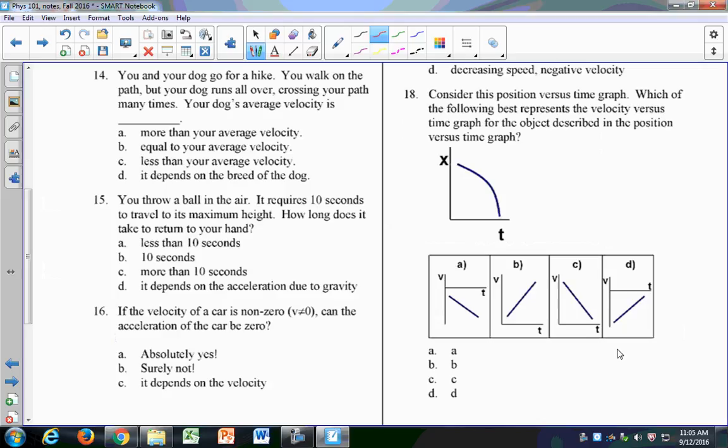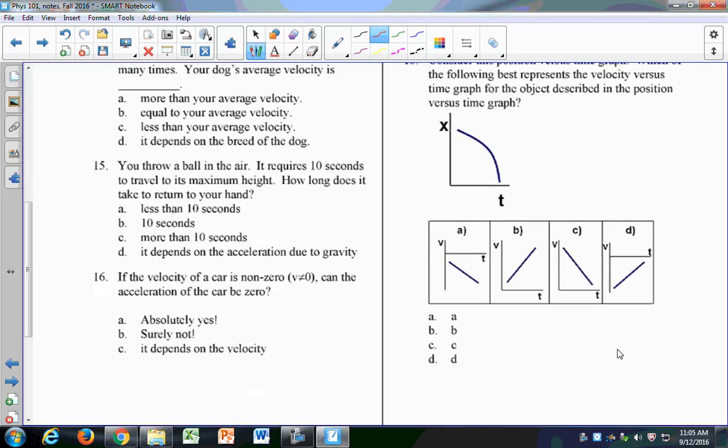You're going to have one something similar to this. It won't be exactly the same, but it'll be very similar, you know, a different graph. So here, I want you to take this position versus time graph and tell me which of these velocity versus time graphs represent it. The way you do this is you look at the slope of the position versus time graph and ask yourself, what is the slope doing? And whatever the slope is doing should be represented here.